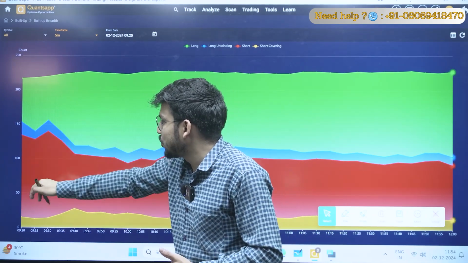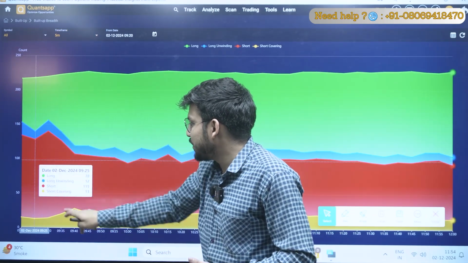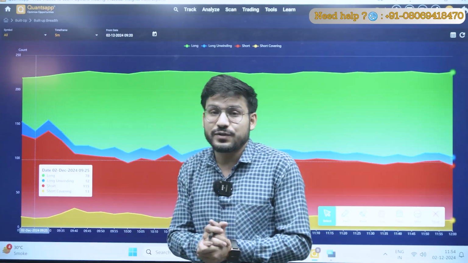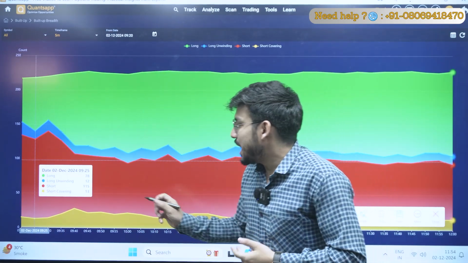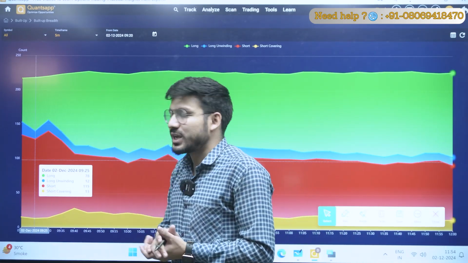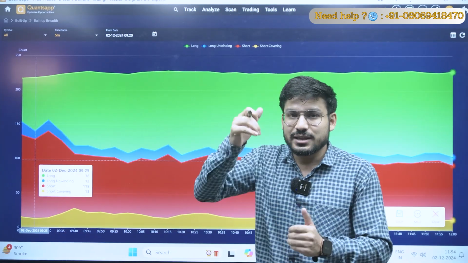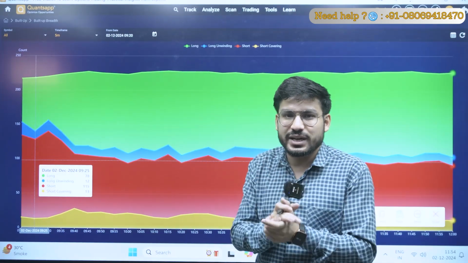When my market started, you can see clearly at this point of time approximately 115 stocks were on the short side. Along with it I can see 12 stocks were in long unwinding. It means there was a short term downward trend in 12 stocks.